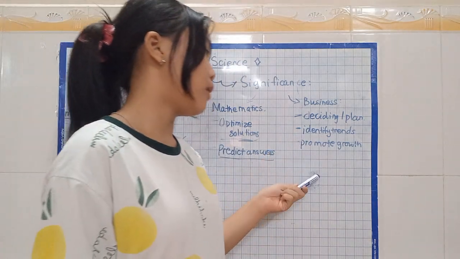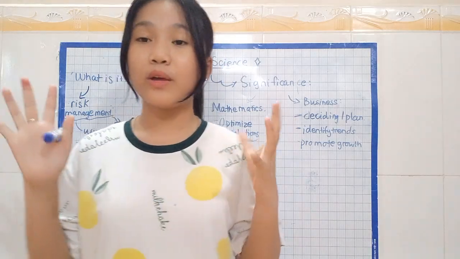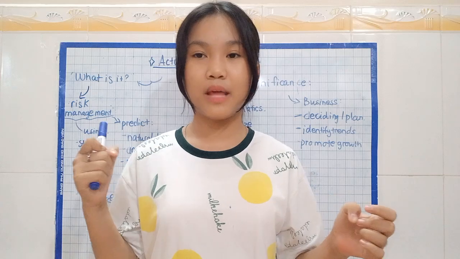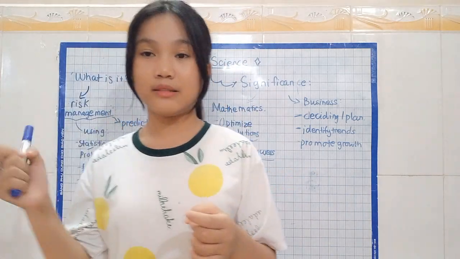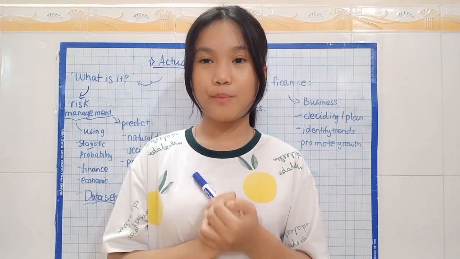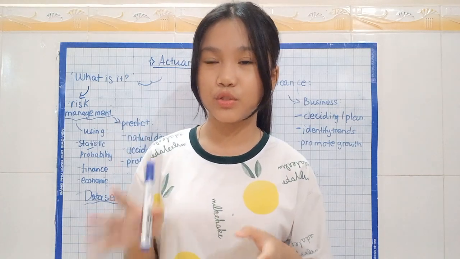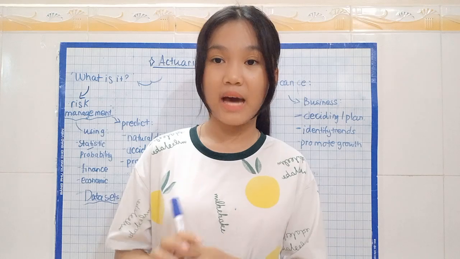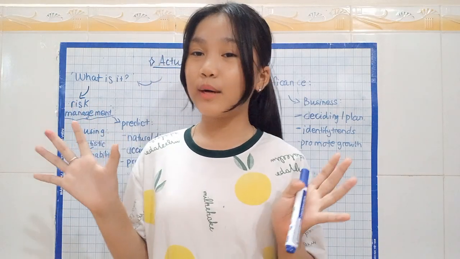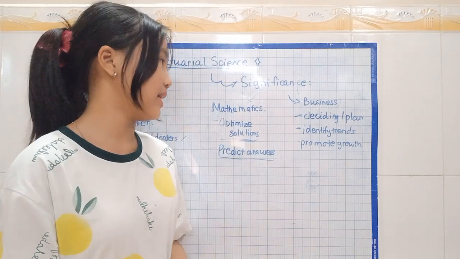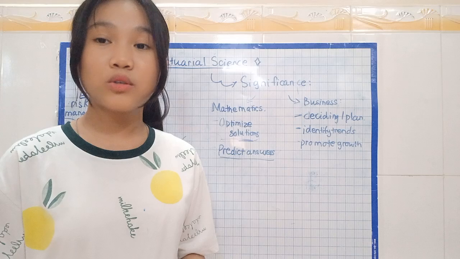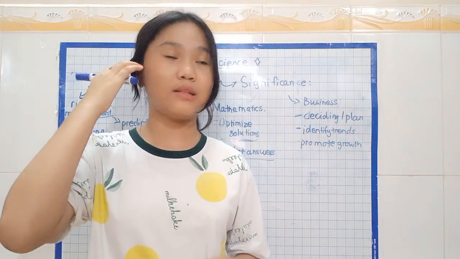And lastly is to promote growth. As I've said, if we can use the previous database and apply actuarial science to it, then we can make sure we get the best solutions to every problem, and that could help a lot with our work every day. So that is the significance of actuarial science in mathematics and business, which are really, really crucial things.